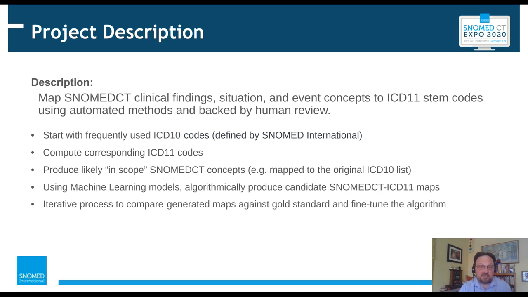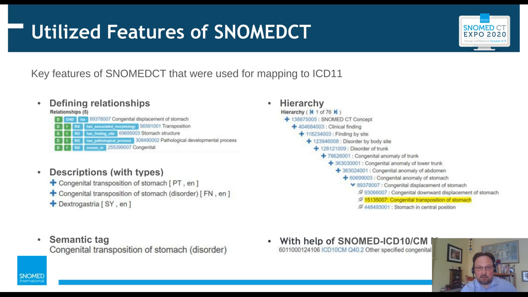And we finished the process using an iterative approach of essentially human mapping, regeneration of the algorithm, comparison against the human maps to compute precision and recall, and identification of categories of things that we could use to either expand our ability to find the gold standard codes or in fact to have the algorithm pick them.